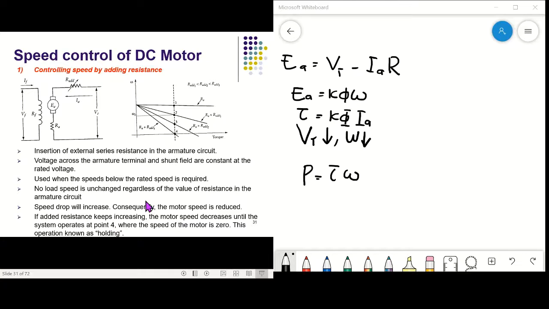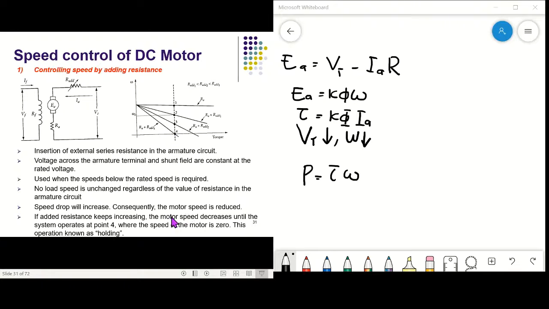And then the motor speed is reduced. And if added resistance keeps increasing, the motor speed decreases until the system operates at point 4. Tengok you tambah satu RA. First RA, and then kita tambah RA plus R additional 1. Then kita tambah lagi RA plus R additional 2. And then kita tambah lagi. Bila tambah lagi, dia akan berada pada point 4, where the speed of the motor is 0.